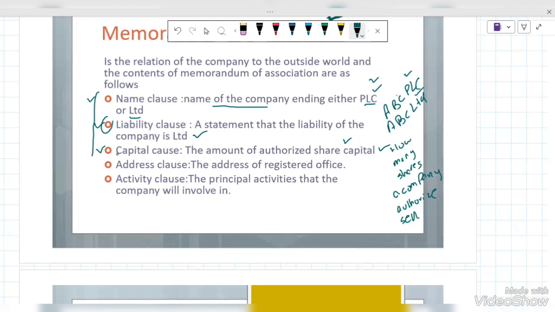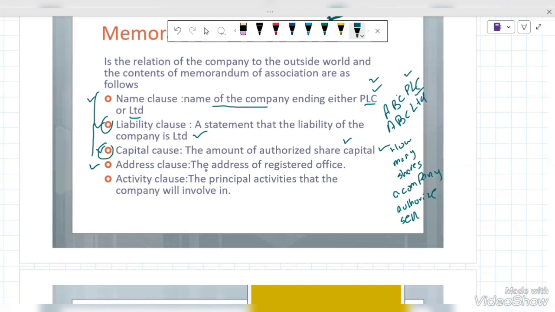Okay, so the capital clause: this content discusses the amount of authorized share capital, like how many shares a company authorizes, or sells, or raises the capital. So the amount of authorized share capital could be 1,000 shares or it could be 2,000 shares. Okay, so after that, the address clause.